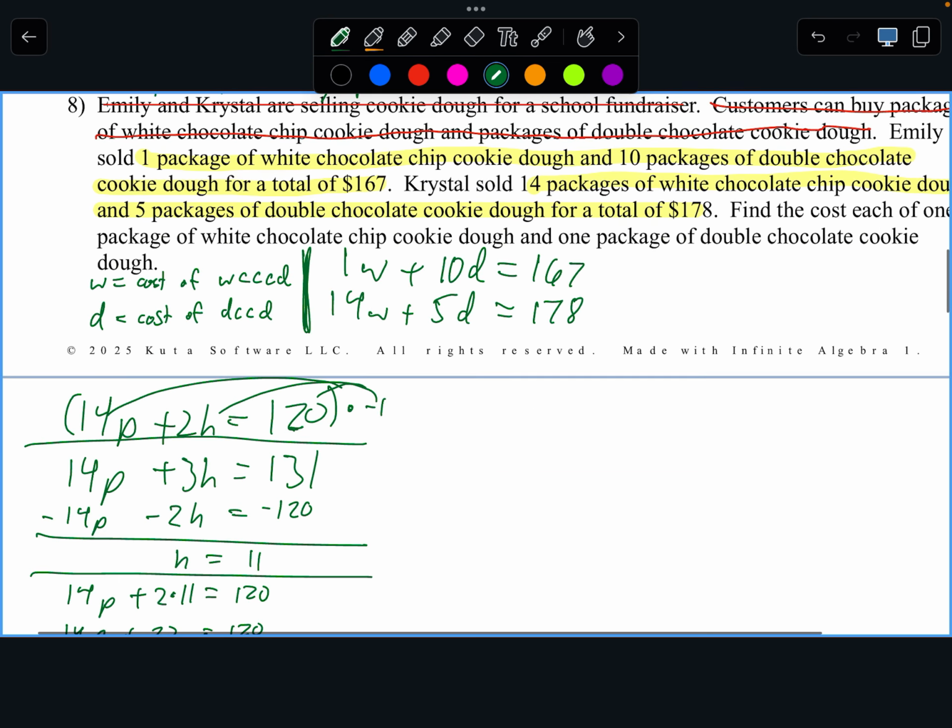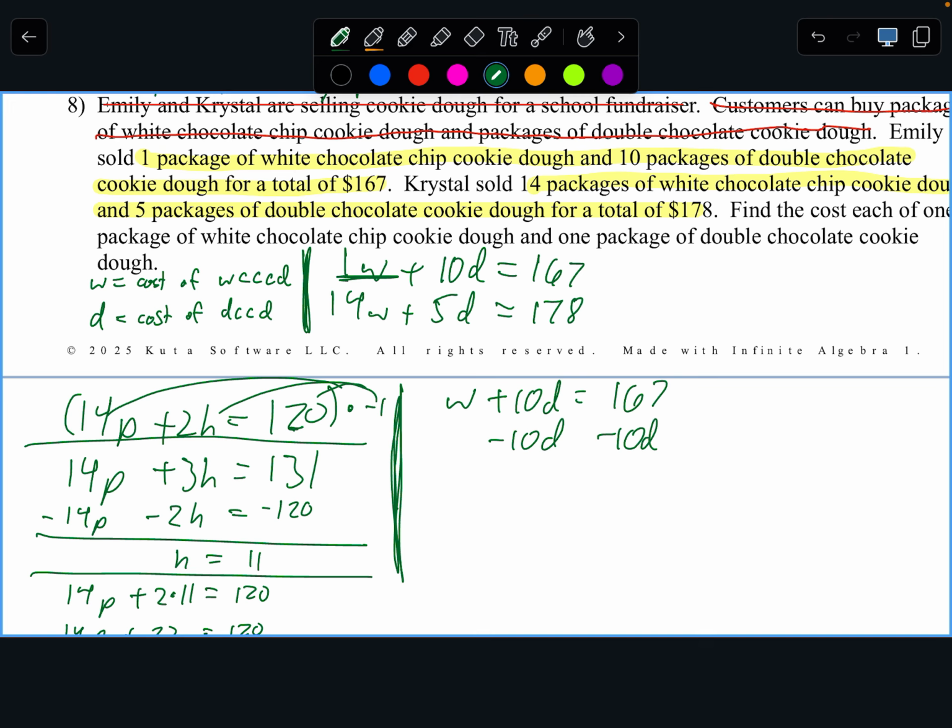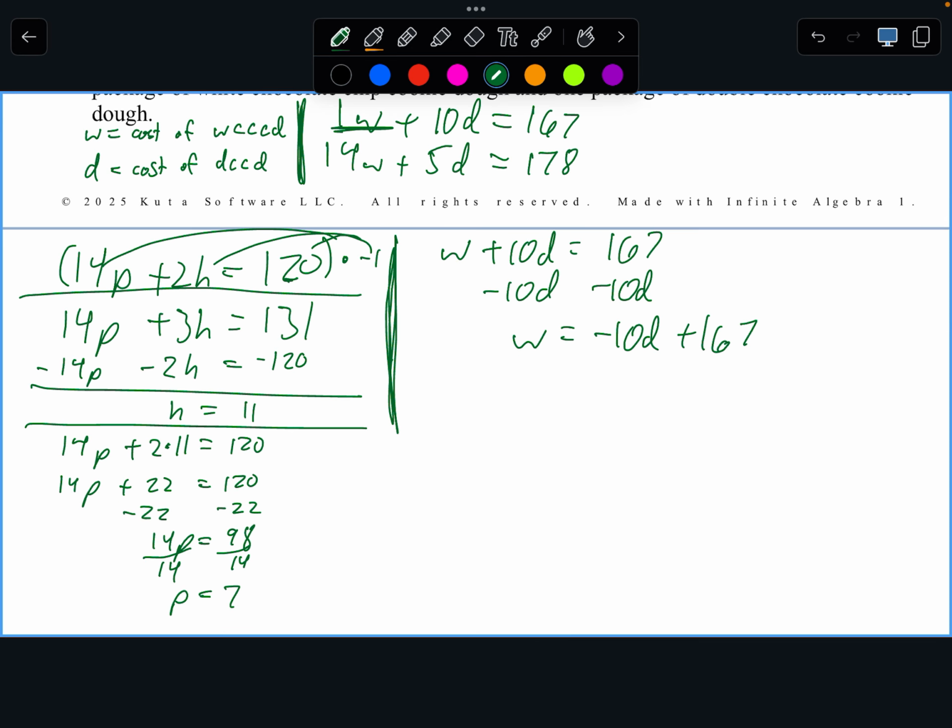Now, do you guys want to use substitution or elimination for this one? We can use elimination, but because we did elimination last time, I'm going to show you what substitution might look like. The reason this is a good candidate for substitution is because W has a coefficient of 1, so isolating it becomes very easy. Let me show you. We have W plus 10D equals 167. I can subtract 10D. We have W equals negative 10D plus 167.